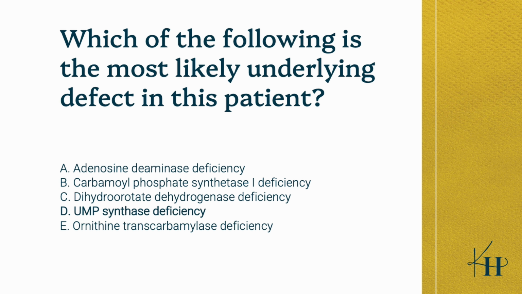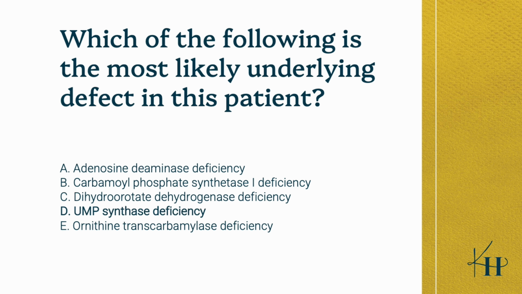So now we put the pieces together. Infant, failure to thrive, macrocytic anemia, elevated orotic acid, and normal ammonia. That pattern fits orotic aciduria caused by a deficiency of UMP synthase. The key board takeaway here is that not all orotic acid problems are urea cycle disorders. Ammonia tells you which pathway you're in. Normal ammonia plus orotic acid equals pyrimidine synthesis defect.